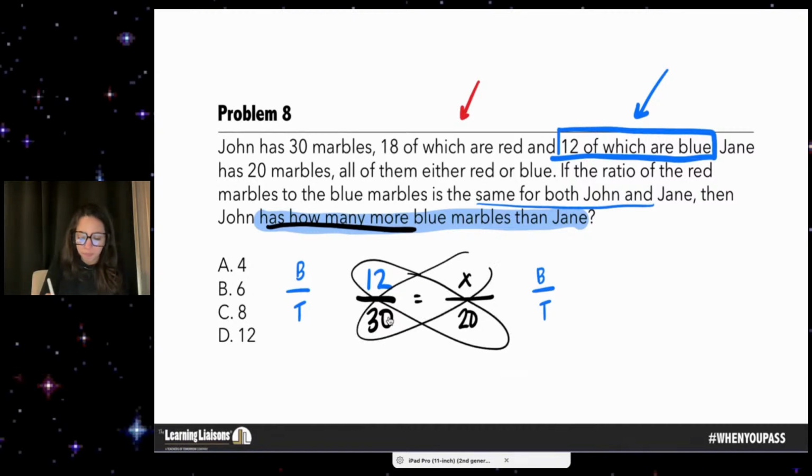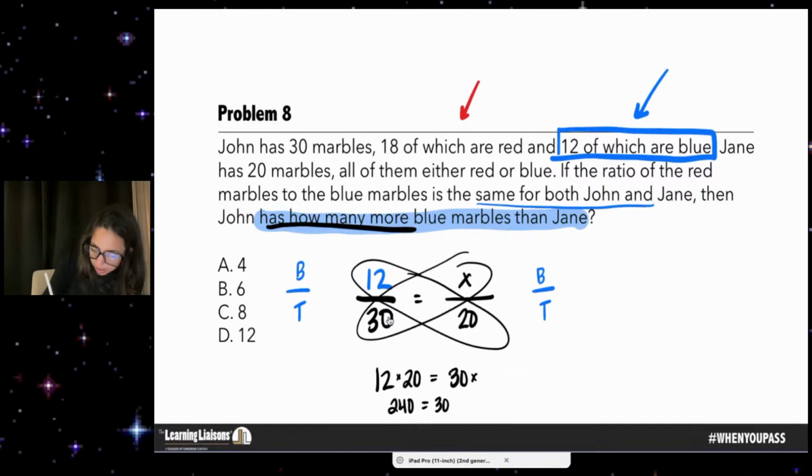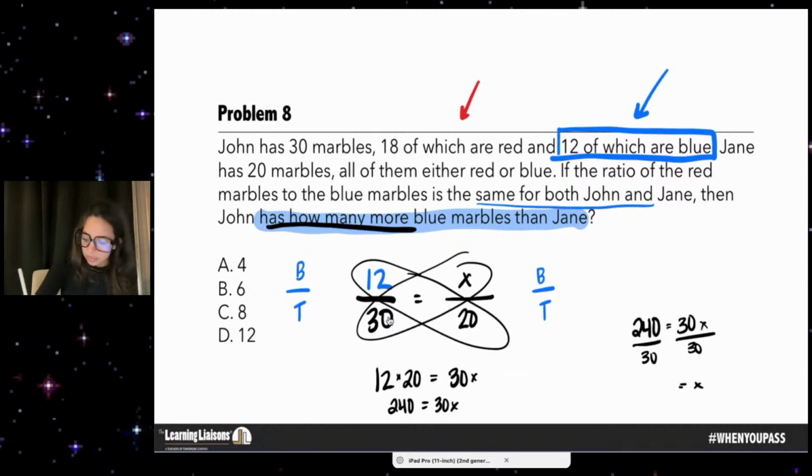Cross multiply. 12 times 20 is 240 equals 30x. Divide both sides by 30. X equals 8. That's how many blue marbles Jane has. But don't let that distract you from choosing that answer, because that is not the right answer.